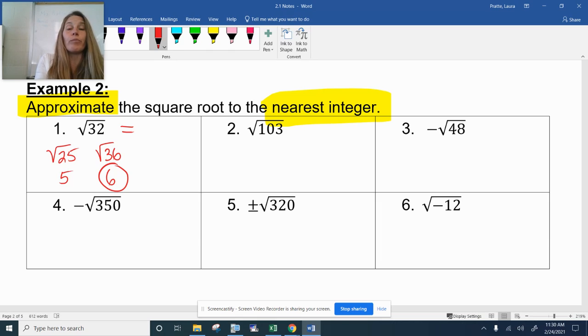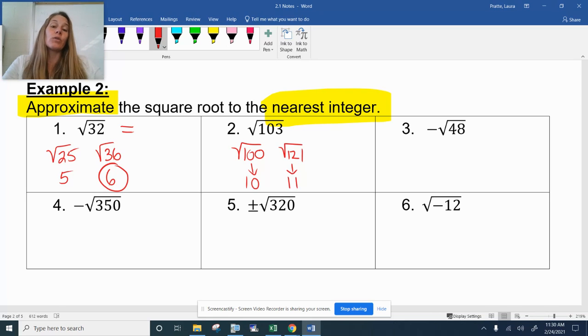So we know that the square root of 100 equals 10, and that's pretty close to 103. Now, the next perfect square we would get would be 121, because the square root of that is 11. But 103 is much closer to 100. So even though I know my answer is going to be some decimal like 10 point something, if I'm rounding it to the nearest integer, I know it's going to be much closer to 10.